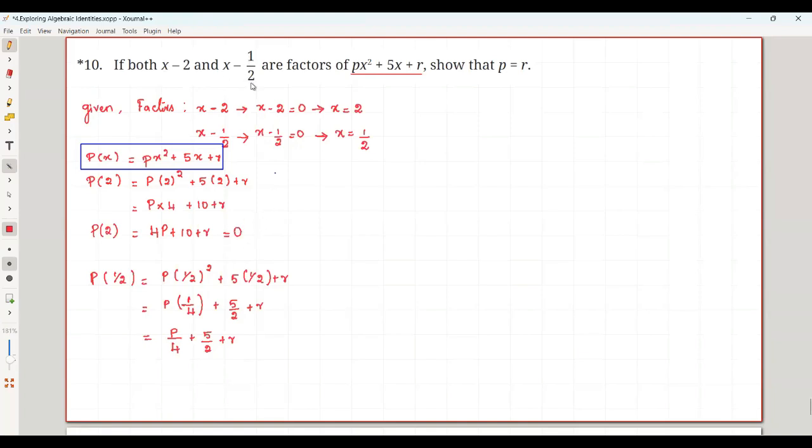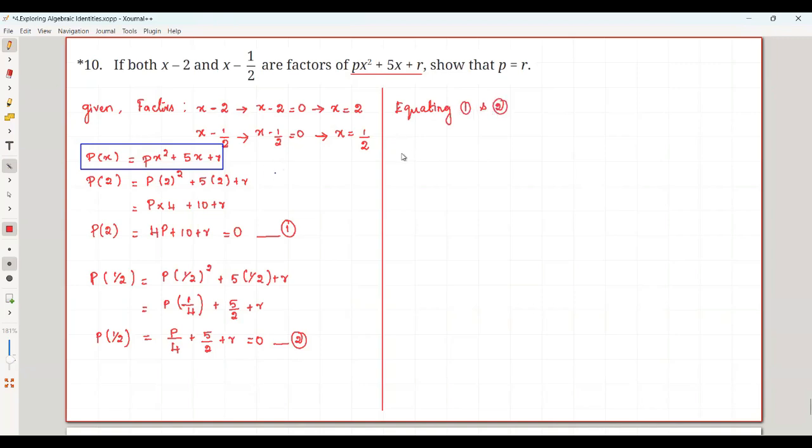The same way, x minus 1 by 2 is a factor, therefore P of 1 by 2 is equal to 0. That means this is also equal to 0. This is P of 1 by 2 which we found out, so this is equal to 0. This is our first equation, this is our second equation. Just compare 1 and 2. On the left hand side we are getting 0 and 0. Both are 0, so we can just equate the right hand sides of equation 1 and equation 2.